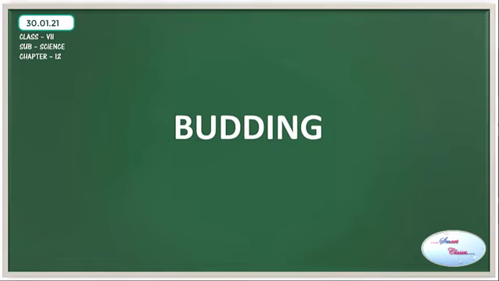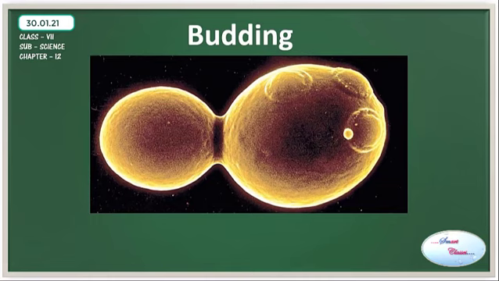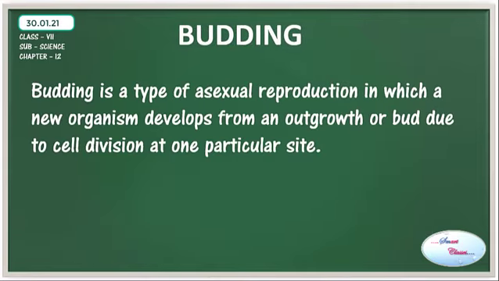What is budding? First of all, we should know what is a bud. When a small bulb-like projection comes out from any cell, that part is called a bud. Here in this picture, you can see a small bulb-like projection coming out from the yeast cell, which is also called a bud. Budding is a type of asexual reproduction in which a new organism develops from an outgrowth or bud due to cell division at one particular site. Since the reproduction is asexual, the newly created organism is a clone, which is genetically identical to the parent organism.